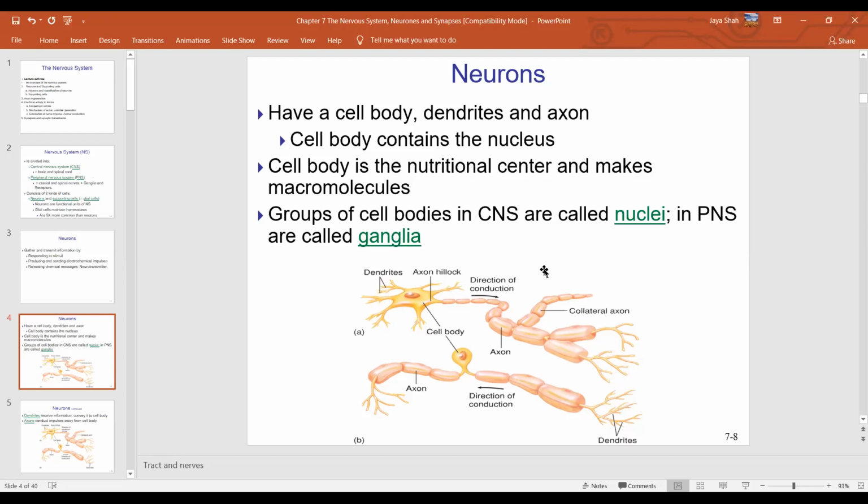When there is a group of cell bodies outside the brain and spinal cord, then we call it a ganglion. And if a group of cell bodies is in the brain or spinal cord, particularly the CNS brain, then we call them nuclei. So remember the term nucleus, plural is nuclei, and ganglion is singular, ganglia plural.